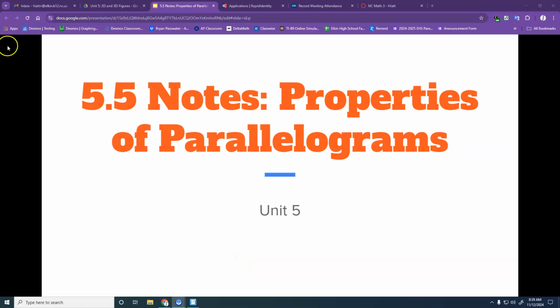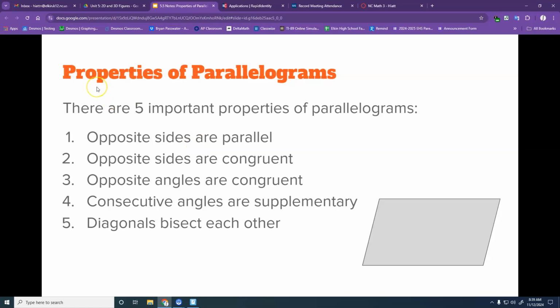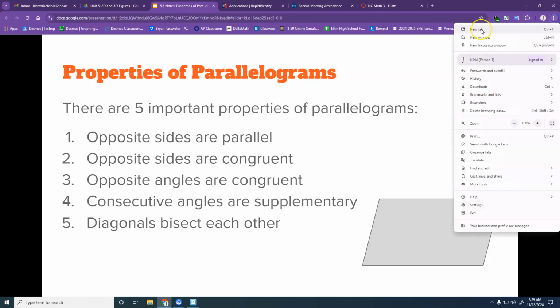So, properties of parallelograms. There are 5 important properties of parallelograms that we are going to need to know, and we're going to mark those on this parallelogram that's drawn right here, and then we'll add that to our note card.